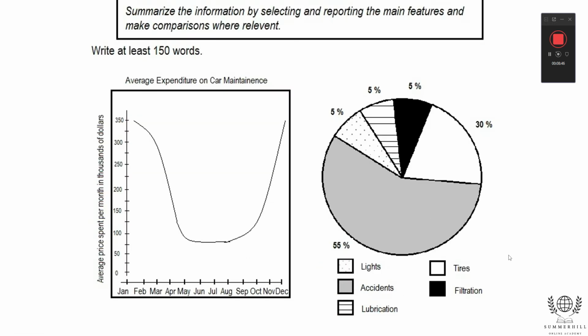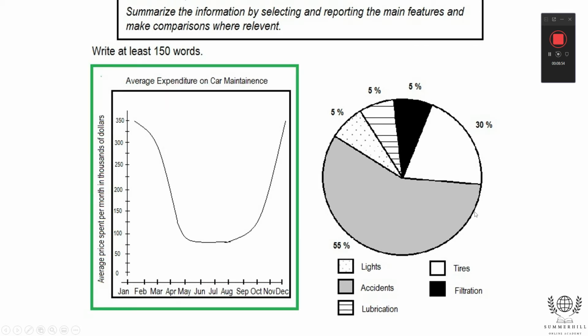And in step number 2, we can now look more closely at the graphs and the charts, the maps below, right? And for our second step, we're just going to divide the information. What I mean is we're looking at what the different kinds of information we have. How are we going to organize the body paragraphs, right? And here we can see that there are 2 charts. One of them describes the average expenditure on car maintenance throughout a year.